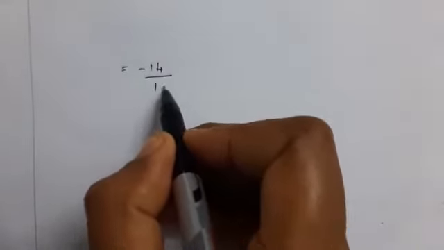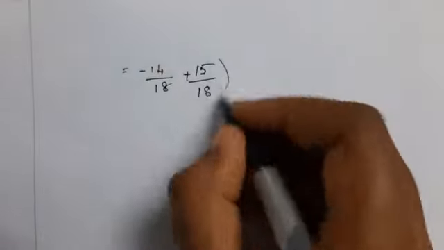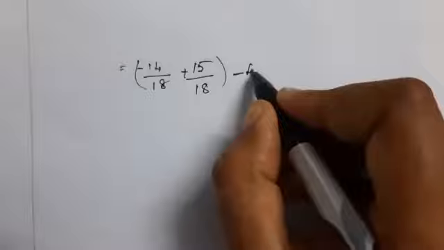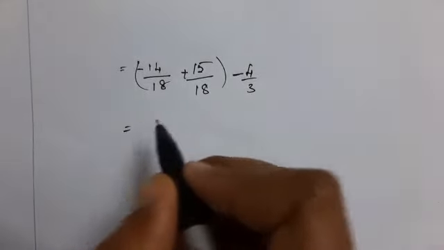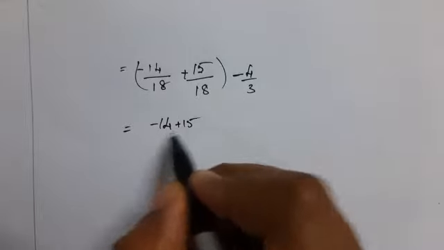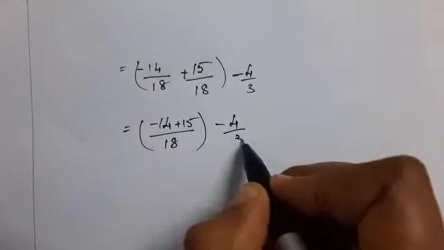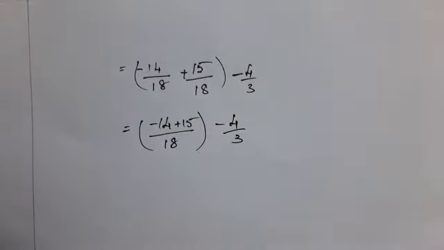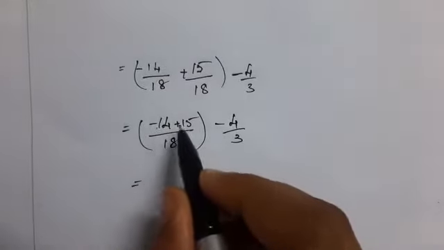Minus 14 plus 15 by 18, minus 4 by 3. Minus 14 plus 15 divided by 18. Both the signs are different. Put the biggest number's sign and subtract. Plus 1 by 18.